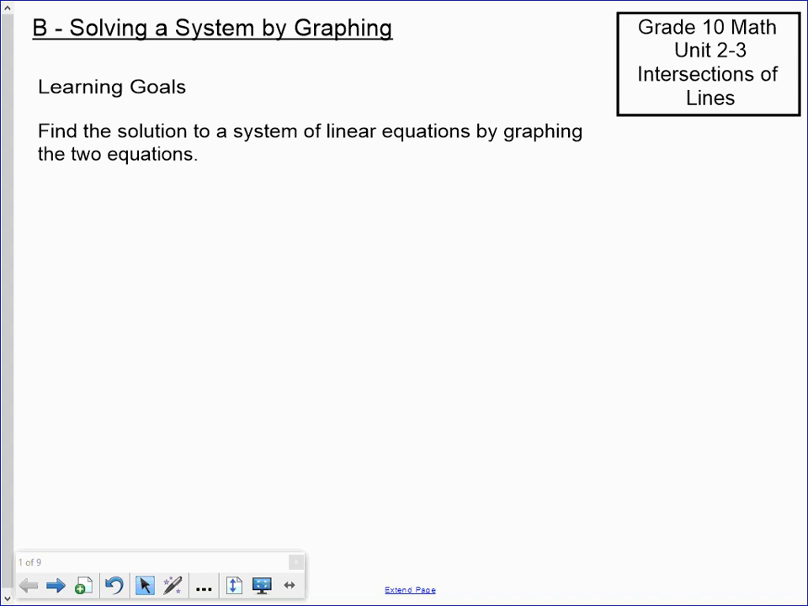This topic is called Solving a System by Graphing, and the learning goals are pretty straightforward. Find the solution to a system of linear equations by graphing the two equations. Find our solution by graphing. And we know what the solution to a system of linear equations is. It's going to be the point of intersection of the two lines.